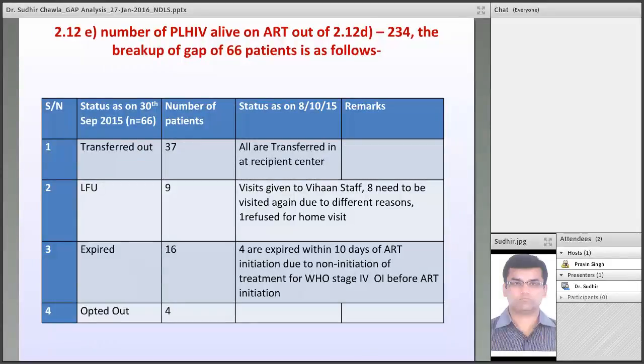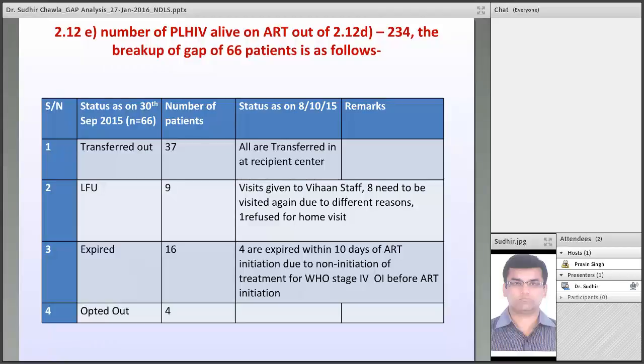Now coming to the gap between started on ART and alive on ART. Of those who were started on ART, 234 were alive on ART as of September. So again there was a gap of 66 patients, and when we look into the details of these 66 patients, 37 were actually transferred out, and on the day of visit all were transferred in at the recipient center. So we can say there is no gap for these 37 patients. Of the remaining, 9 were LFU, and visits were given to Vihan. Again, 8 need to be visited again for reasons like agreed to come but did not turn up, or not being available at home at the time of visit.